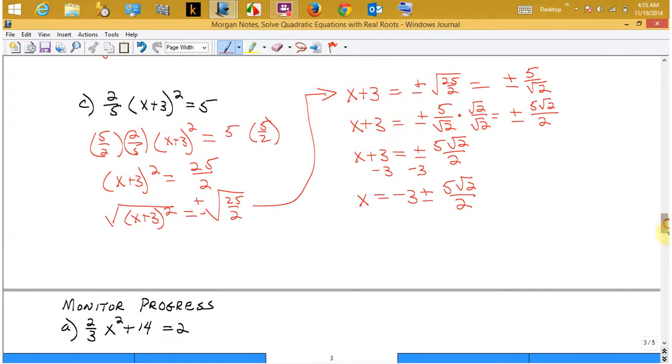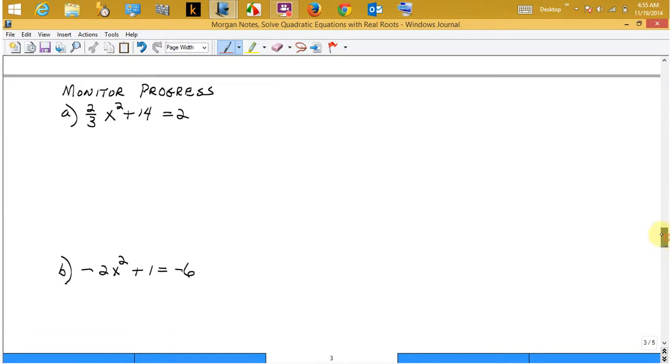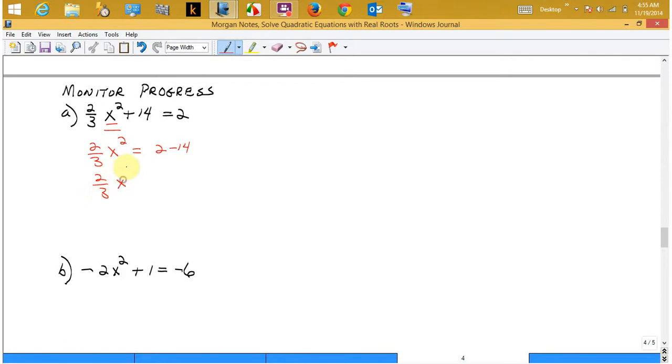Okay, let's do a couple more here. For this one you can see that the x squared is not in parentheses with anything, so we would be able to get this x squared alone. So the first thing I'm going to do is subtract 14 from both sides. So 2/3 x squared is equal to 2 minus 14, which would be equal to negative 12. Now I'm going to take both sides times 3 halves to help isolate the x squared.